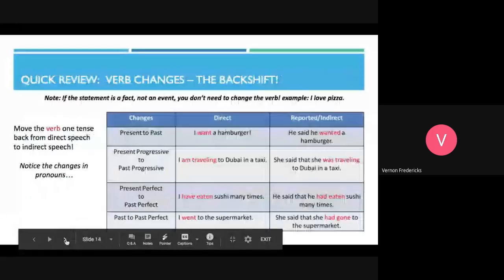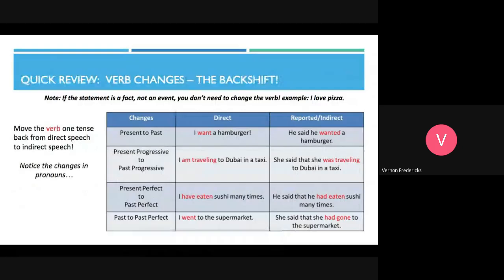Quick review, verb changes, the backshift. Note, if the statement is a fact and not an event, you don't need to change the verb. Example: I love pizza. He said he loved pizza, or he said he loves pizza.